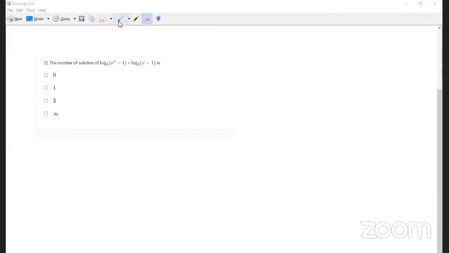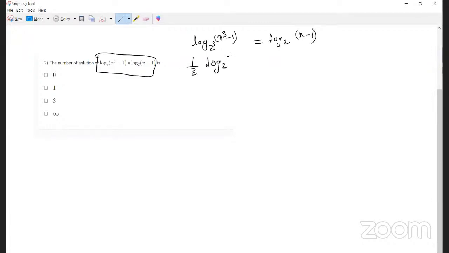Yeah. So again, we have to simplify this, right? Just now we have solved one example. So how are we going to simplify this? Making the base same, sir. Yeah. So log of (x cube minus 1) to the power 3 equals log of (2x minus 1). So I can bring this 3 as 1 by 3: 1 by 3 log of (2x cube minus 1) equals log of (2x minus 1). Yes, sir.